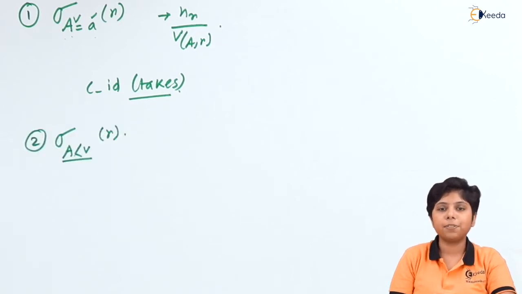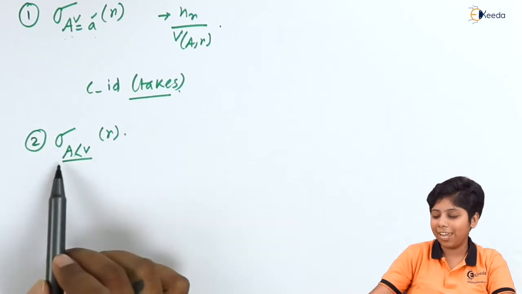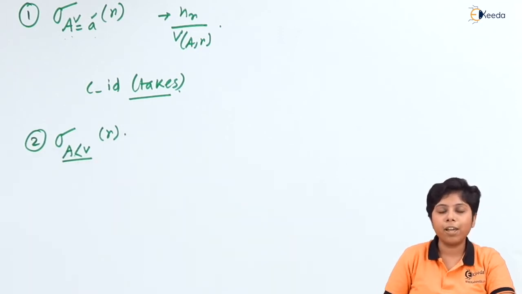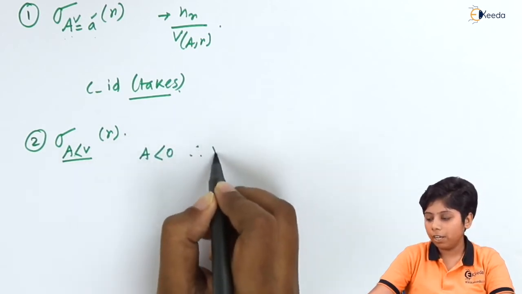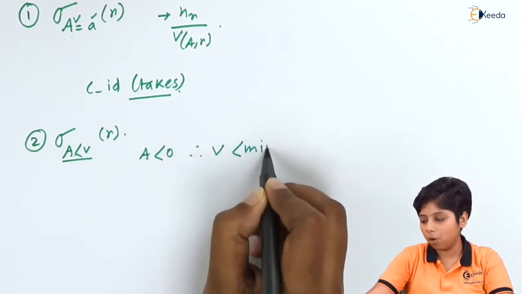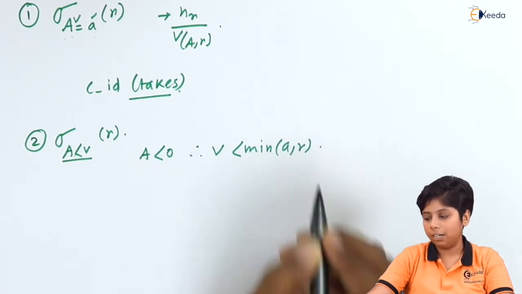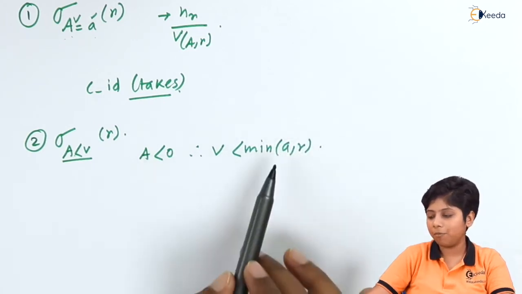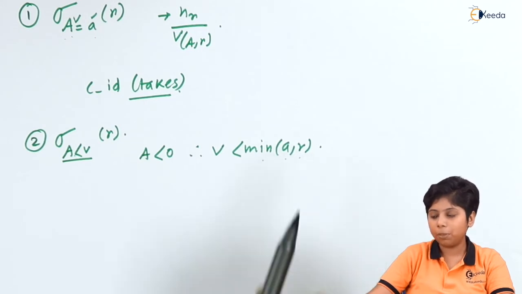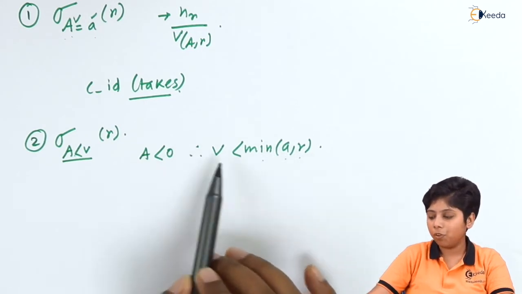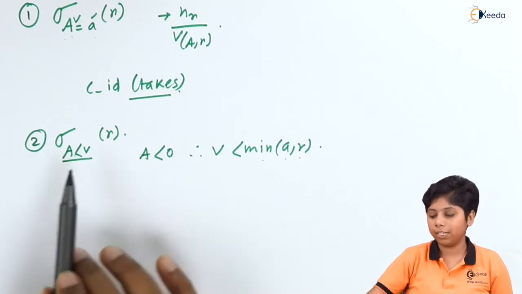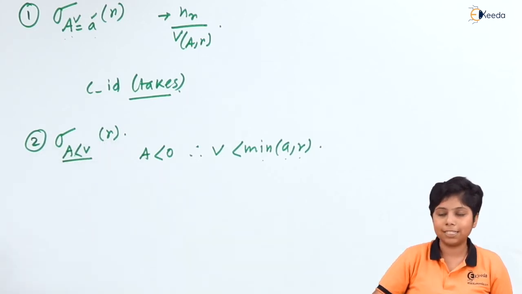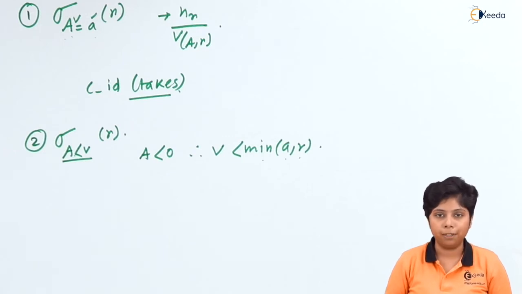Now this relationship suggests the cost estimation for A less than B. When we have A less than B, it will be A less than 0 if B is less than the minimum of A in R. That means A has a minimum value in the relation R and B is less than this minimum. That means there is no such value that exists in the relation that is less than B for an attribute A. Now, how can we calculate the cost of it?